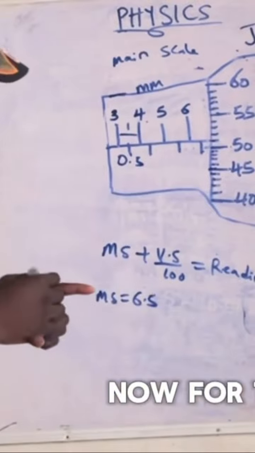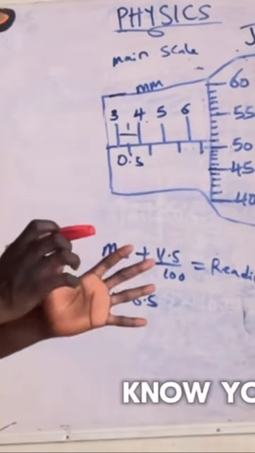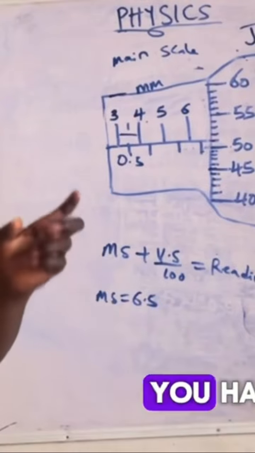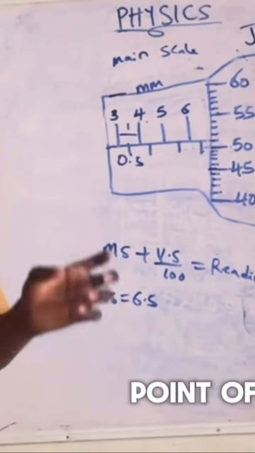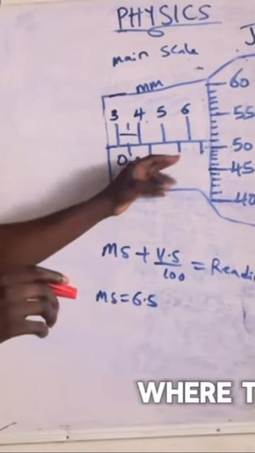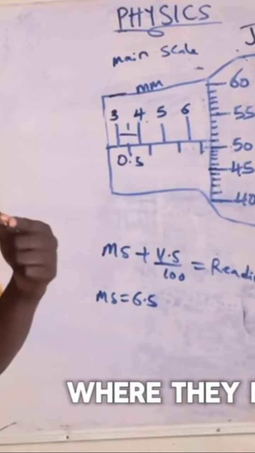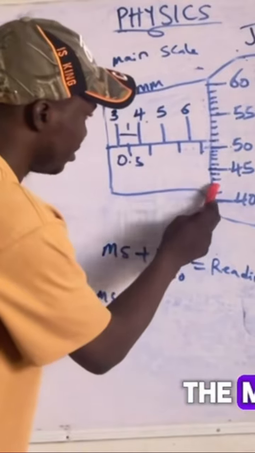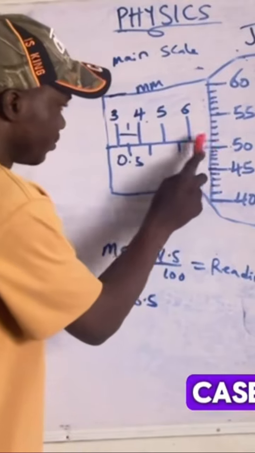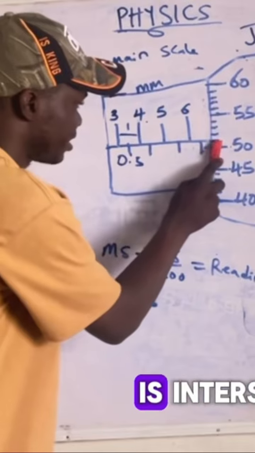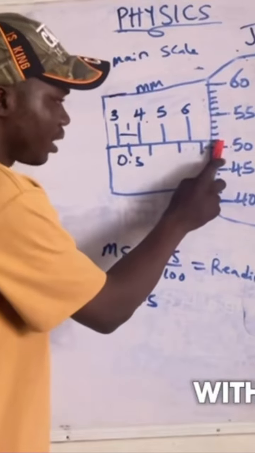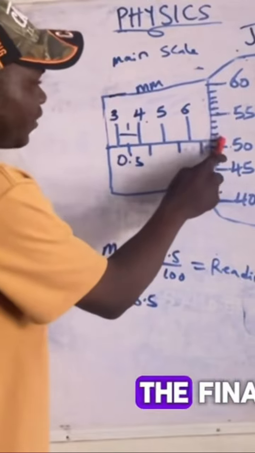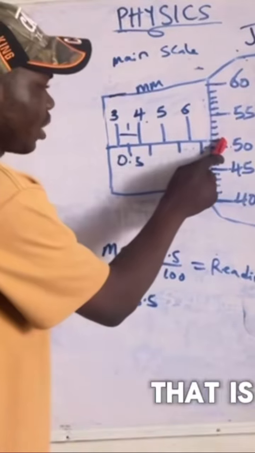Now, if you want to know your Fresnel scale, it is basically simple and direct. You have to look for something we call the point of coincidence. Point of coincidence means where the main scale and the Fresnel scale meet one another. Now, if you look at all these lines, they don't align with the main scale. But here, in this case, this line, when it is coming like this, intersects or meets with this line. And when the main scale and the Fresnel scale meet one another, that is the actual reading for the Fresnel scale.